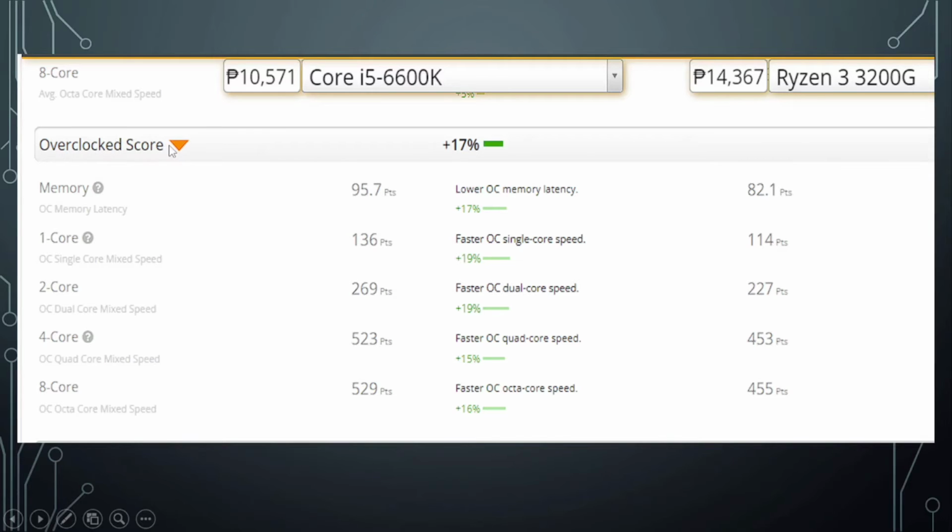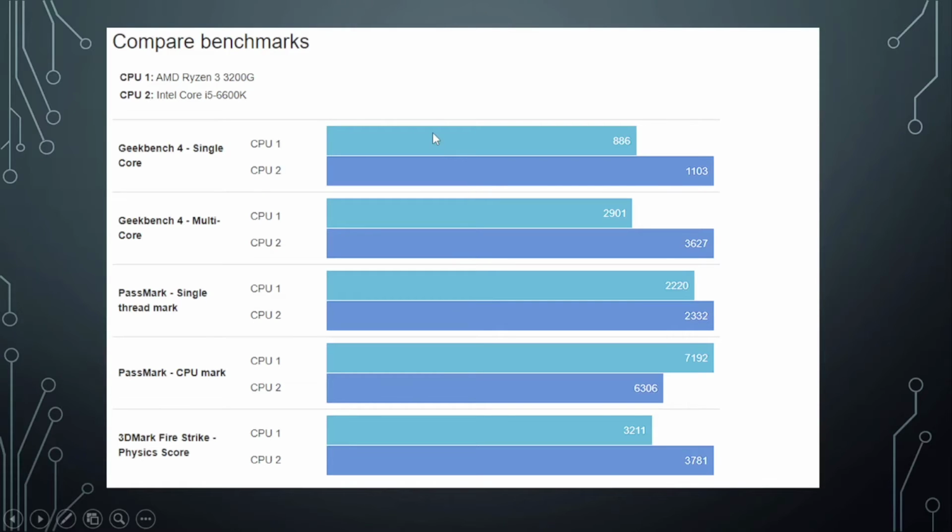We also have here the overclock score of the Core i5, which has an advantage of 17% over the Ryzen 3. We can see the following results: lower OC memory latency, faster OC single core speed, faster OC dual core speed, faster OC quad core speed, and faster OC octa core speed. So overall, a 17% advantage.